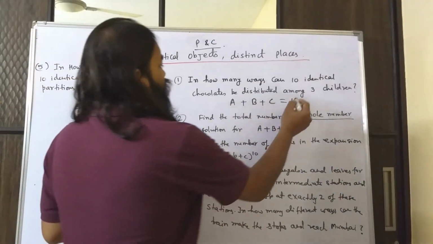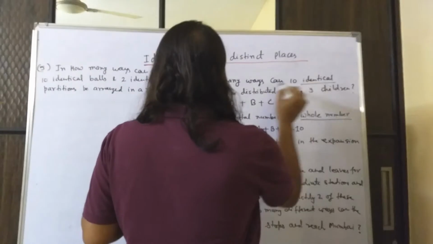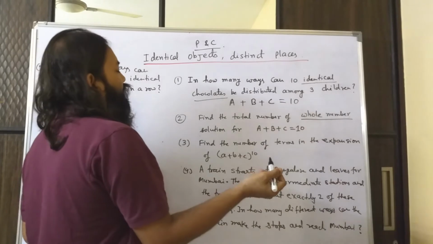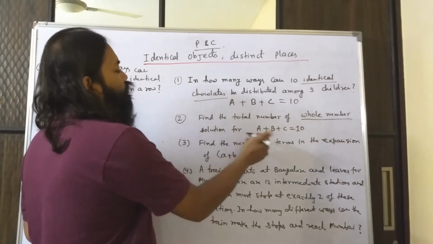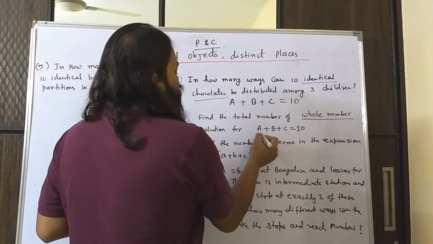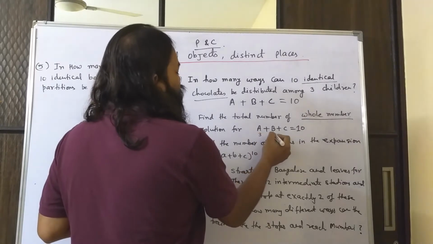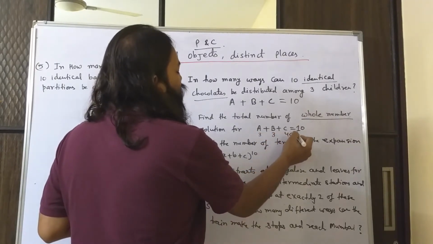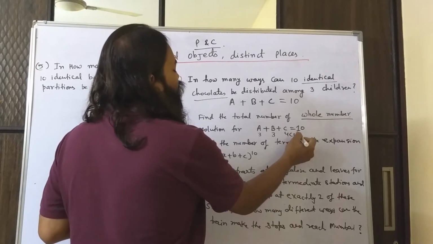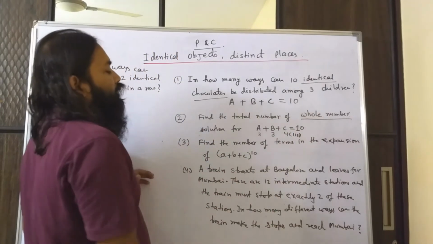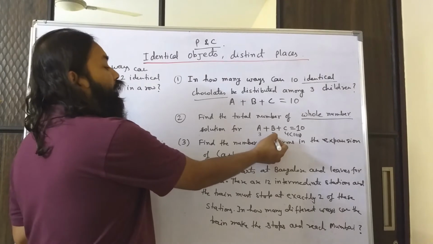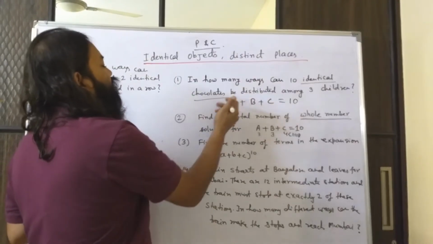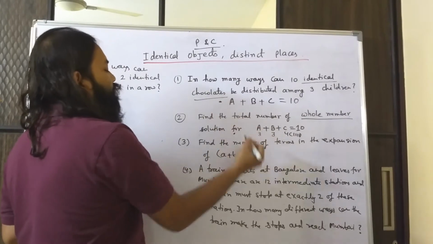Now where this identical chocolate makes sense, so chocolates are identical, okay? So here also if you see, if this guy gets 3 and this one gets 4, so this 4 is actually 4 identical ones. This 3 is actually 3 identical ones. So that is why it is identical objects and distinct places. So this question is the same.